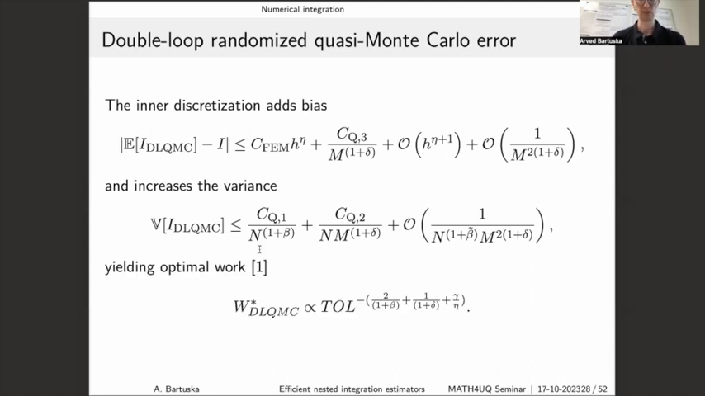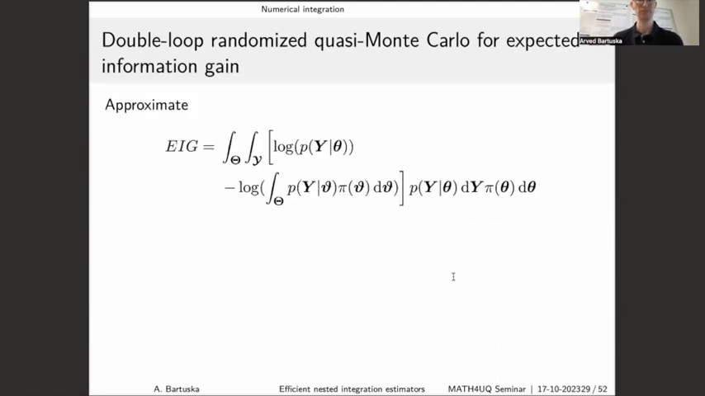The optimal work is now given as tau to the -2 over 1 plus beta plus 1 over 1 plus delta, plus again the finite element contribution. So in the worst case, where beta and delta are 0, this is again tau to the -3. In the optimal case, where they are both 1, it's tau to the -1.5. So using randomized quasi-Monte Carlo in both the outer and the inner discretization gives an improvement of 1.5 in rate in the optimal case.